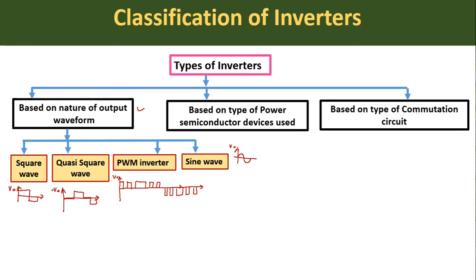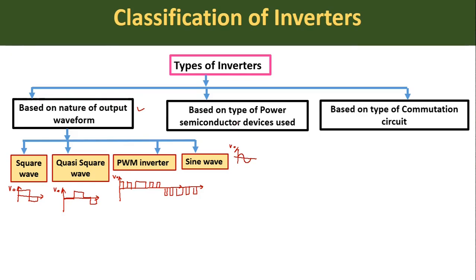In the square wave inverter, we get a square wave output waveform. In the quasi square wave inverter, we get a quasi square wave as output. In the pulse width modulated inverter, a pulse width modulated output we get at the output of the inverter. In the sine wave inverter, a sinusoidal waveform we get at the output of the inverter.